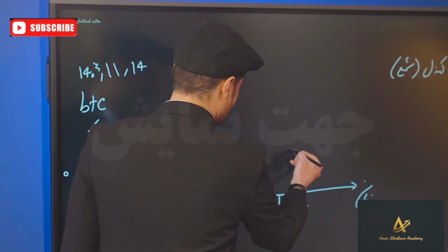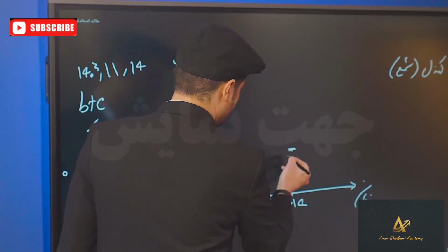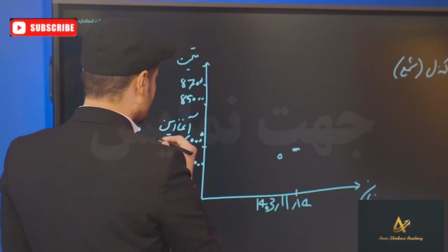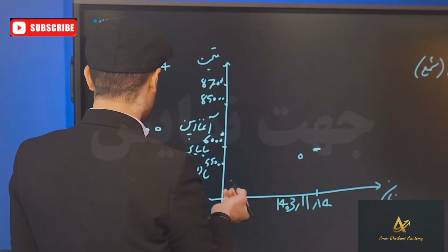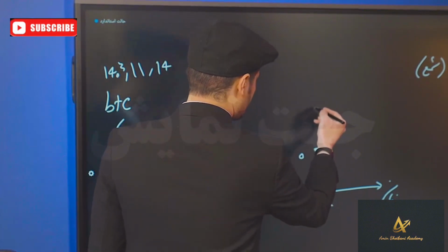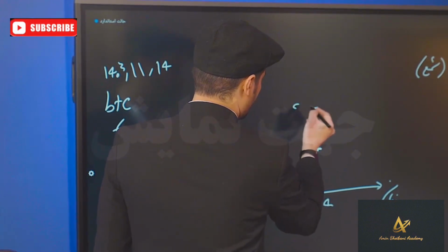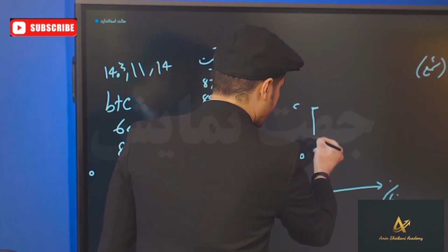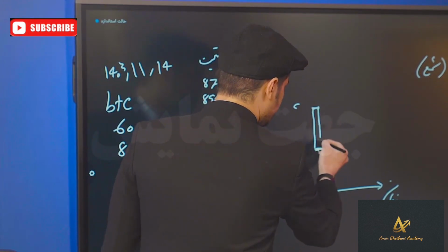Here's 60,000 and I mark it as the opening price, or the open actually. What was the closing price? Or in fact, what was the close? The closing price was $85,000. That means it was here. This is also the close or the closing price. I connect these together, I make it into a rectangle.